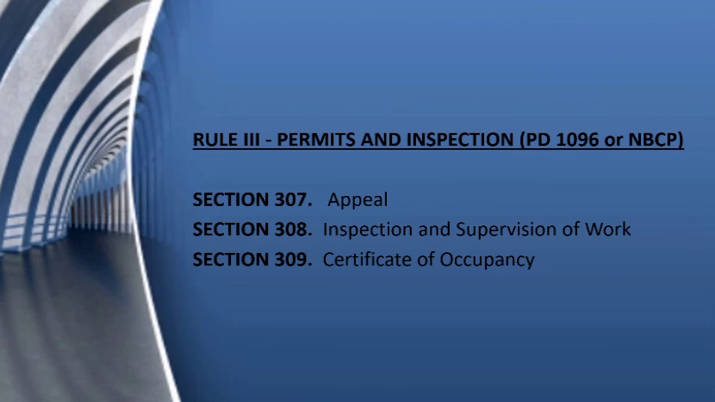This concludes our discussion about the building permit, but Rule 3, Permits and Inspection from the National Building Code of the Philippines, or Presidential Decree 1096, covers 3 more sections, which are the following: Section 307, Appeal; Section 308, Inspection and Supervision of Work; Section 309, Certificate of Occupancy.